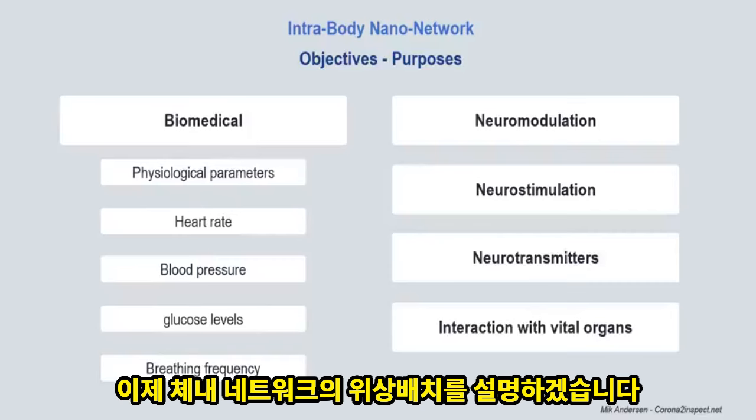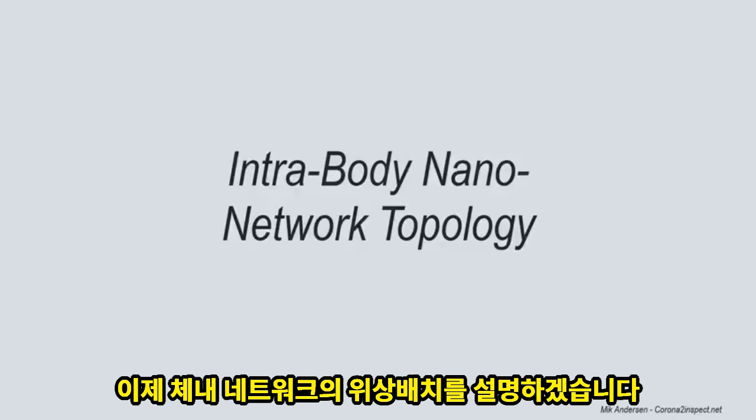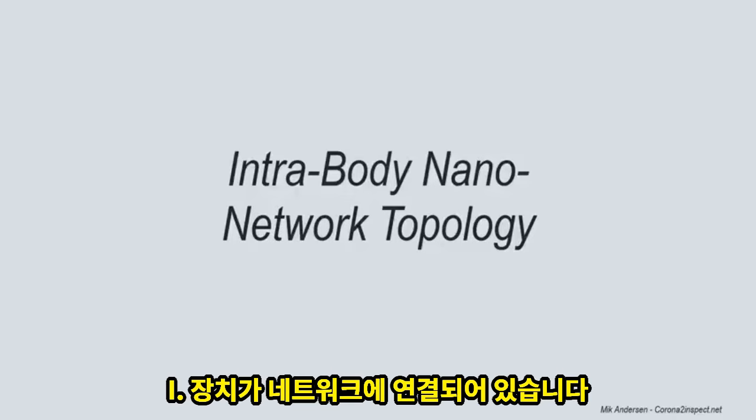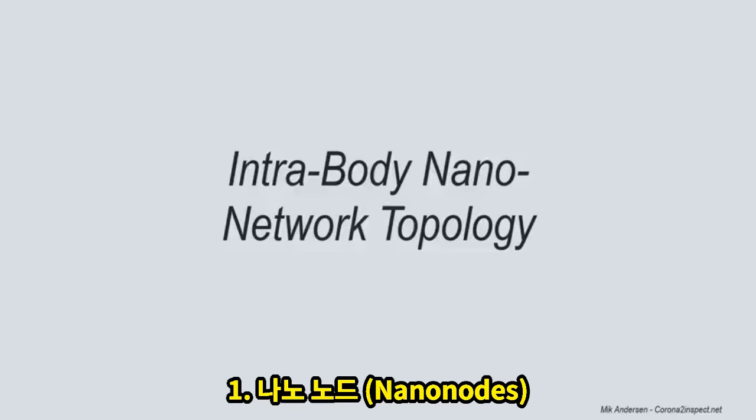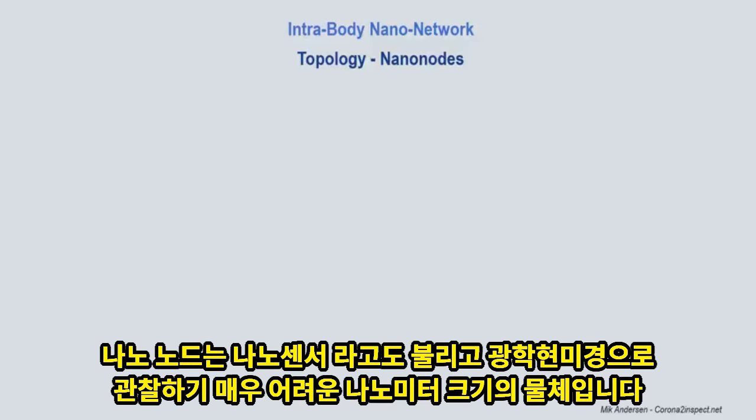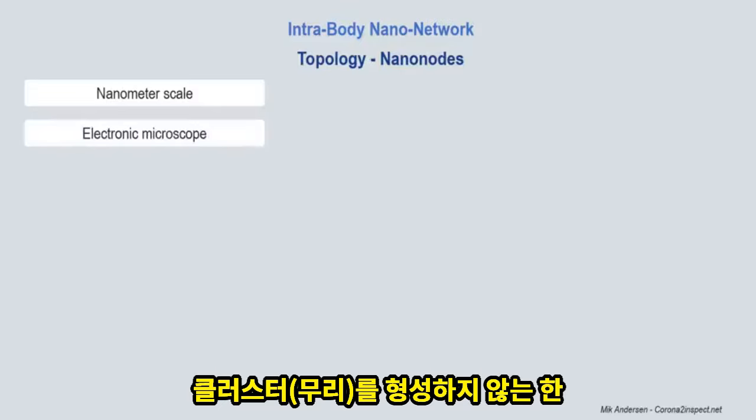Now, let us describe the topology of the intracorporeal network, i.e., the devices connected to the network. For this purpose, we will start from the device at the lowest level, to the most complex at the highest level. 1. Nanonodes. Nanonodes, also known as nanosensors, are nanometer-scale objects that would be very difficult to observe under an optical microscope, unless they form clusters.